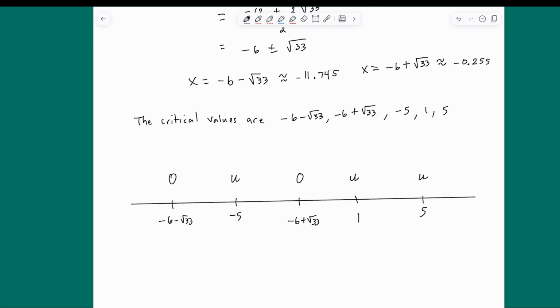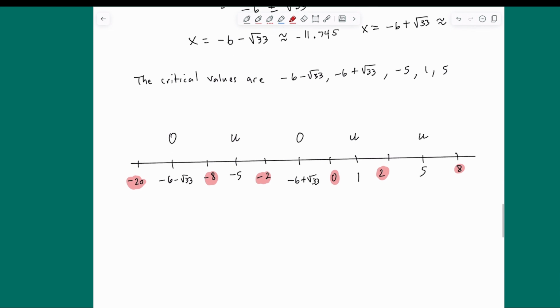Okay, so now what we do is take a test point. So I'm going to take, say, something away from negative 6 minus root 33. I chose negative 20, and then I chose negative 8 between those two, and then negative 2, and then 0, and then between 1 and 5, I chose 2, and after something bigger than 5, I chose 8. Okay, so those are my test values: negative 20, negative 8, negative 2, 0, 2, and 8.